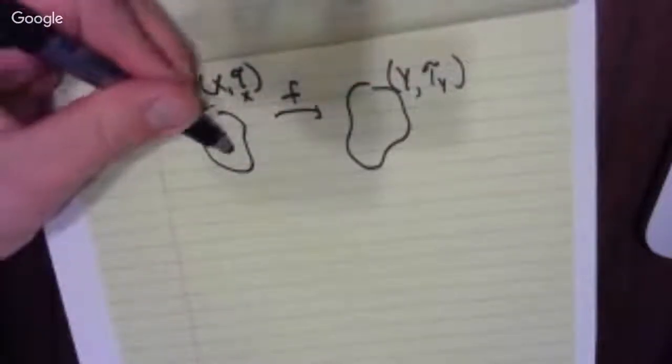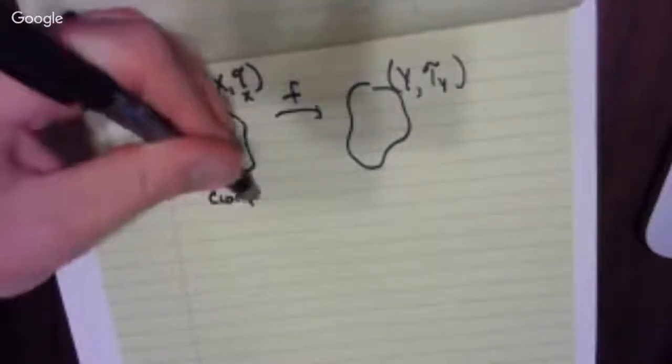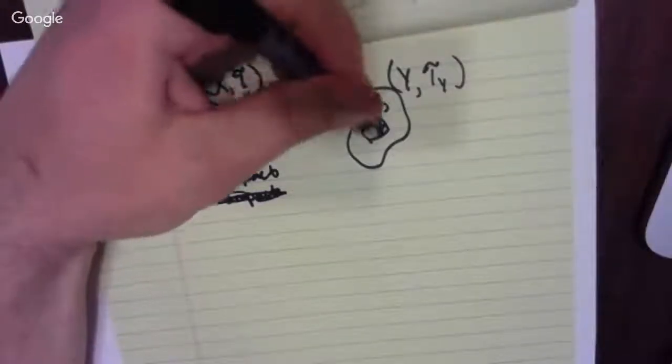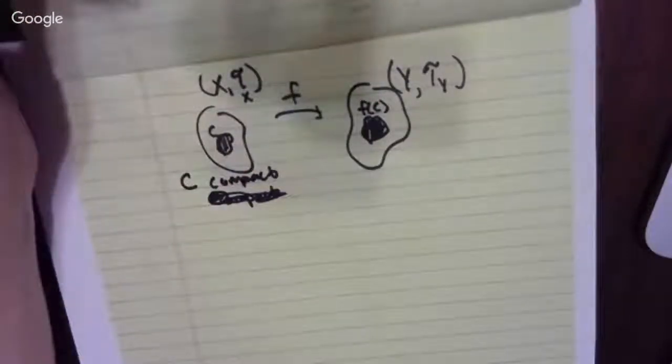If I've got a compact subset here, call it C, so C is compact, then what this says is that the image of that, F of C, which maybe looks like this, who knows, I'm guaranteed that that's compact also, as long as my function's continuous. And so that's kind of neat.